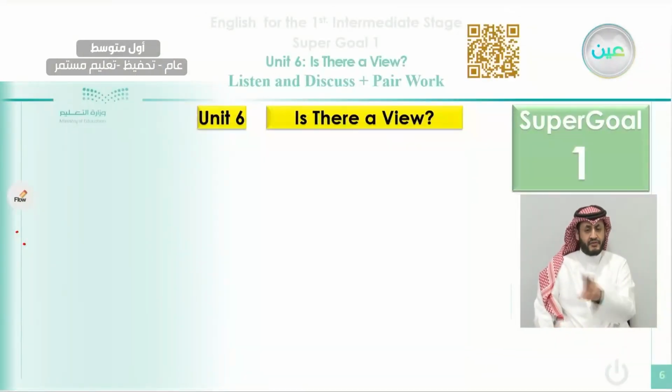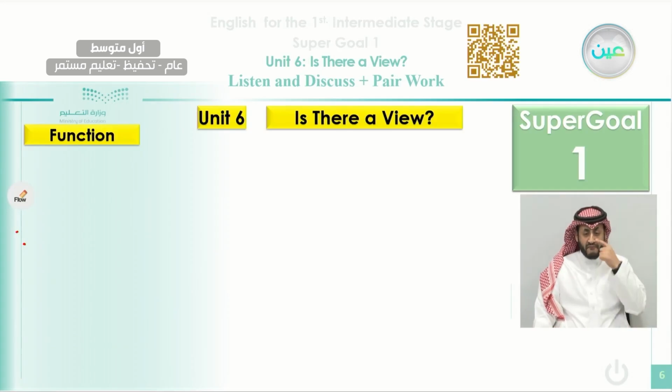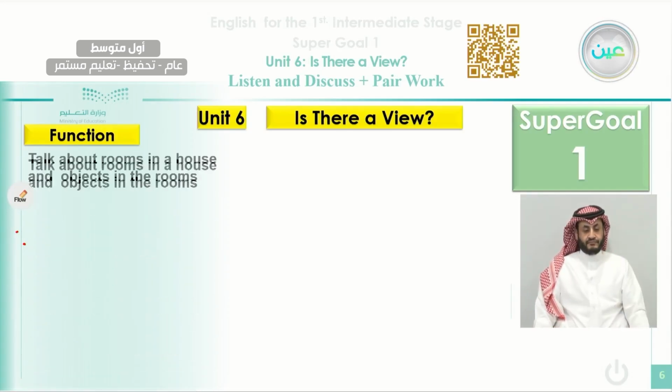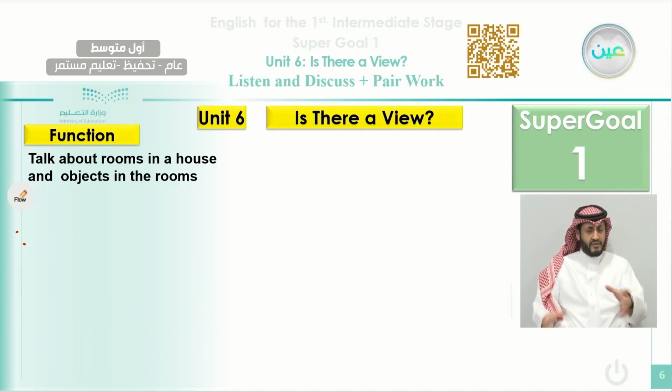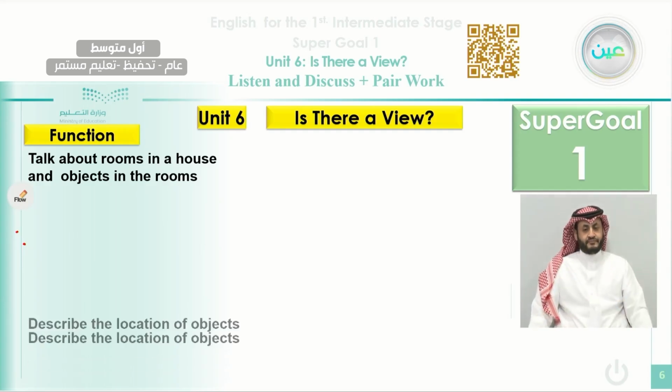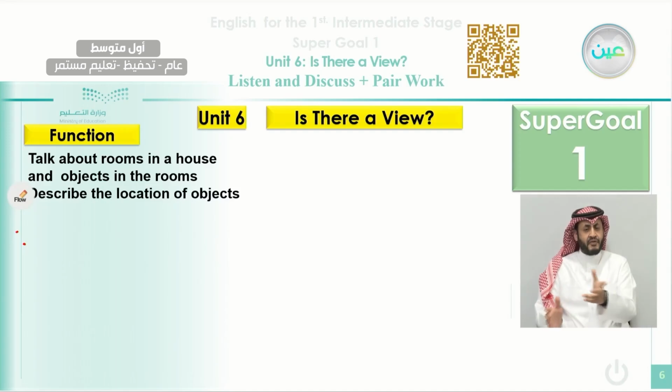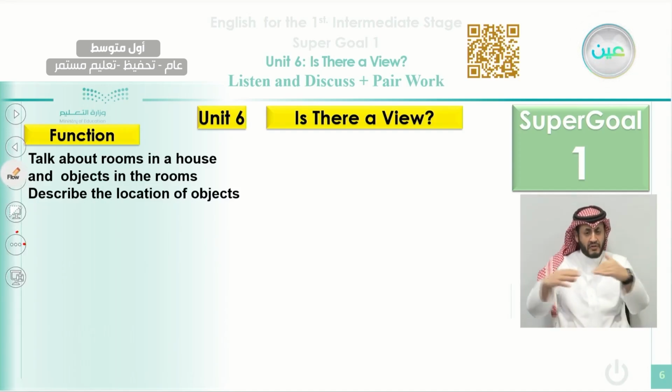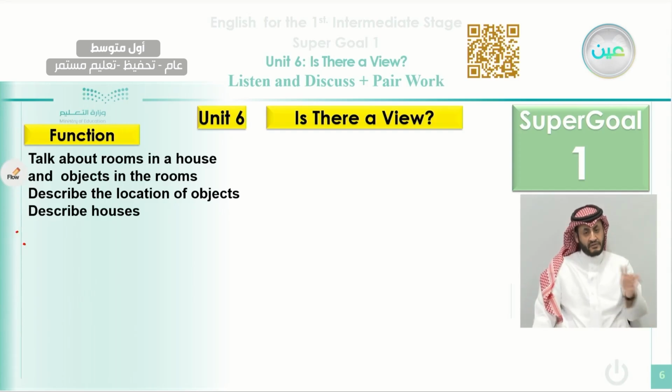Now, let's go to the main unit that we are going to study today, unit 6, the review. This is the title of this unit. What are we going to study here? There are some goals for this unit, like functions. You're going to talk about rooms in the house and objects in the room. We're going to identify the names of things in your house and in your room. Also, you're going to describe the location of objects, where they are, where they exist. Also, you're going to describe houses, your house and other houses.